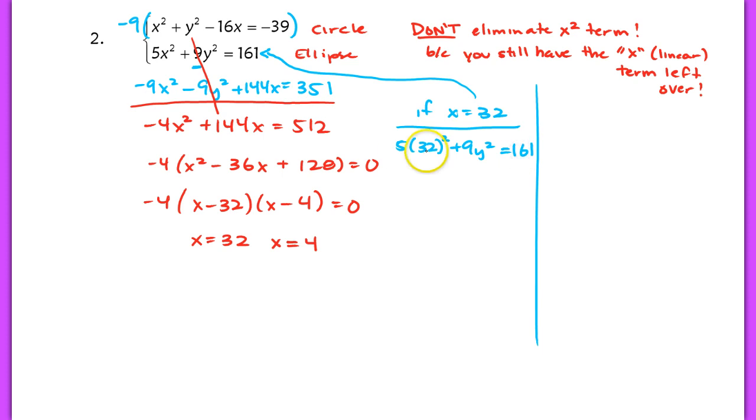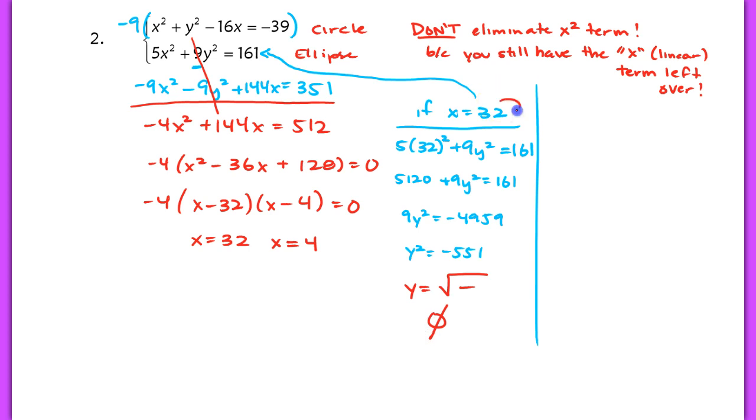So I'm going to go ahead again and pause this and solve. As you can see, I end up with the equation y squared is equal to -551. Now if I want to solve completely for y, I have to get y alone by square rooting both sides. The problem is I can't take the square root of a negative. Remember, that's an imaginary number. So this has no real solutions. Meaning when x is 32, it does not produce any coordinates where the graph of the circle and the ellipse will intersect.